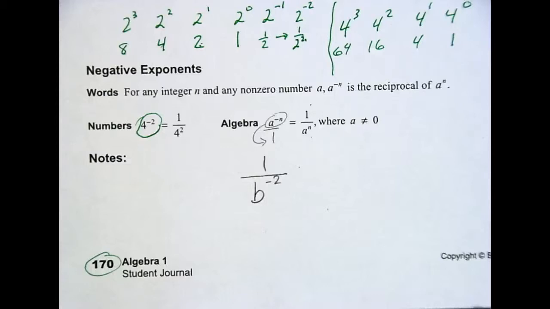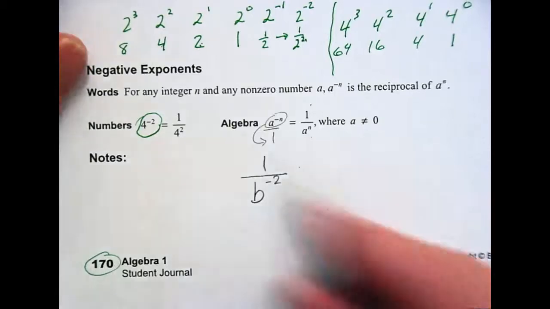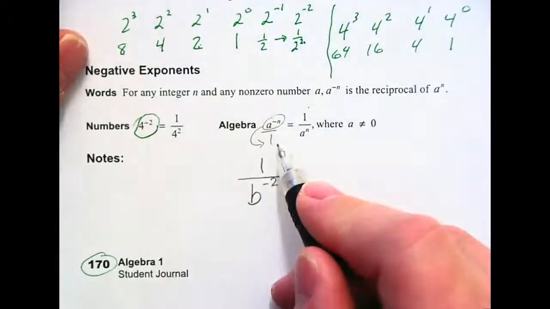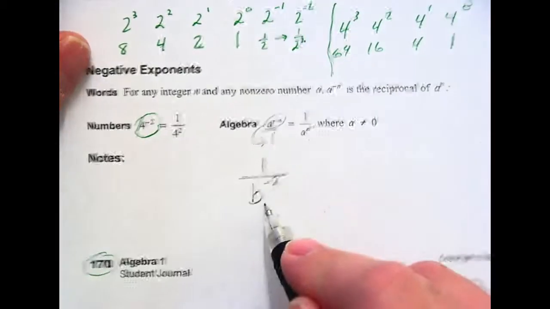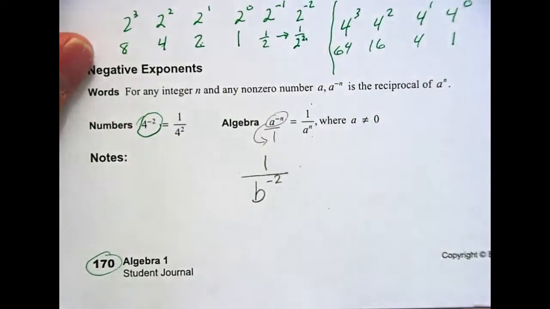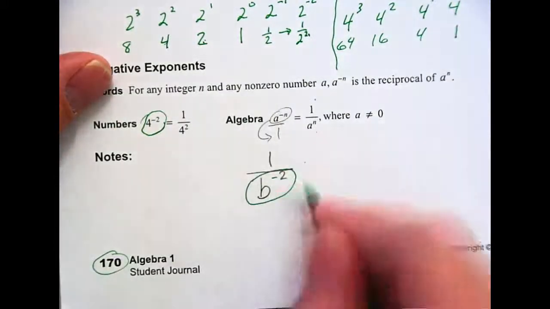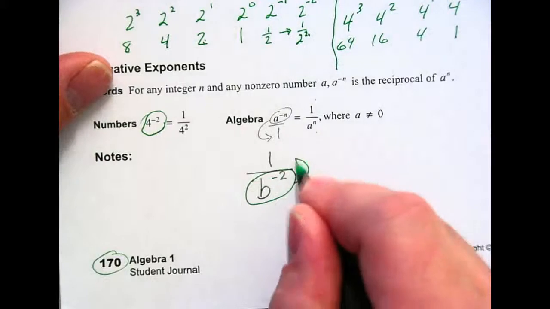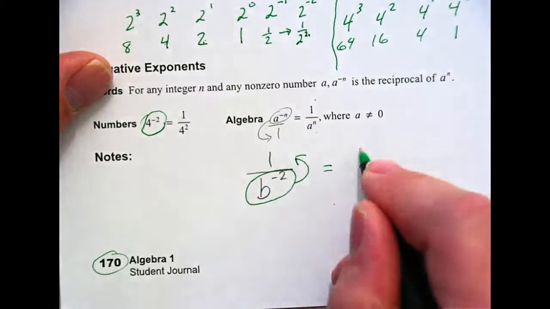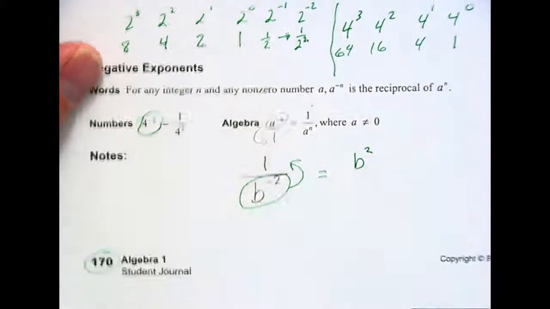Yeah. I flipped it. I changed the level. I brought it to the other level. So how am I going to make this one a positive? Good. Yeah, I'm going to move it to the other level, which makes it b squared. That's the answer.